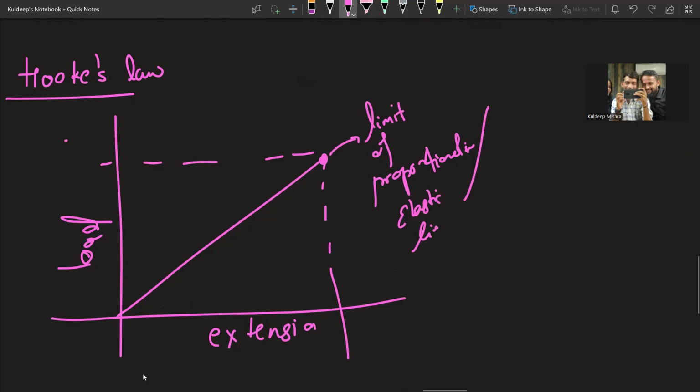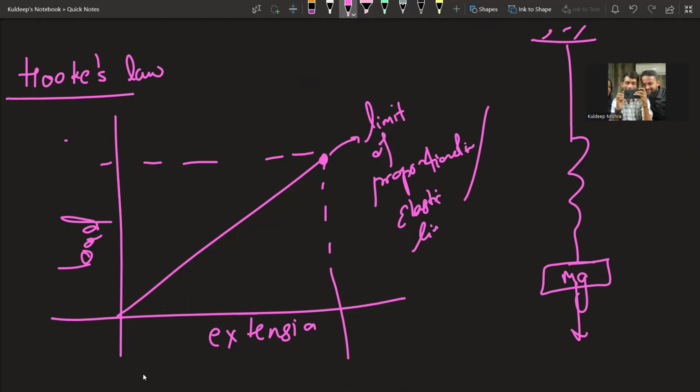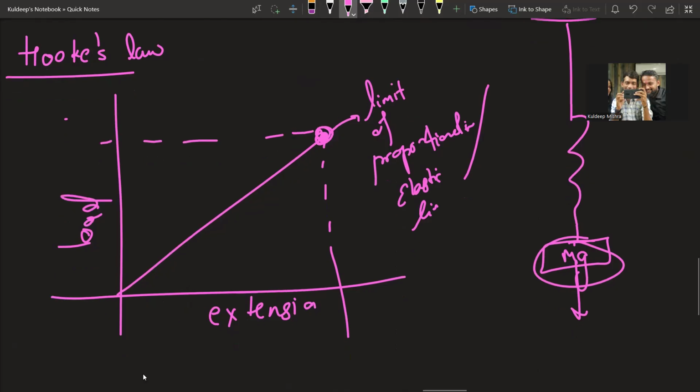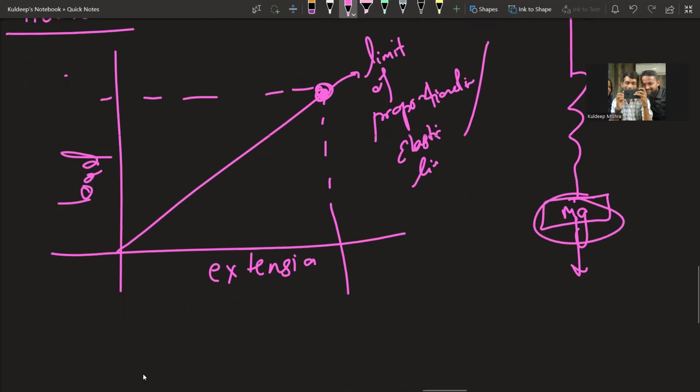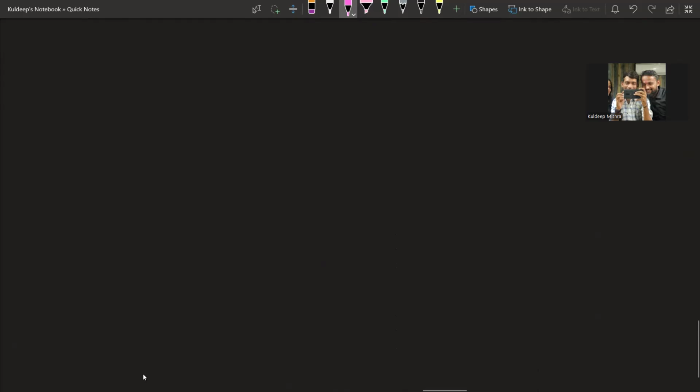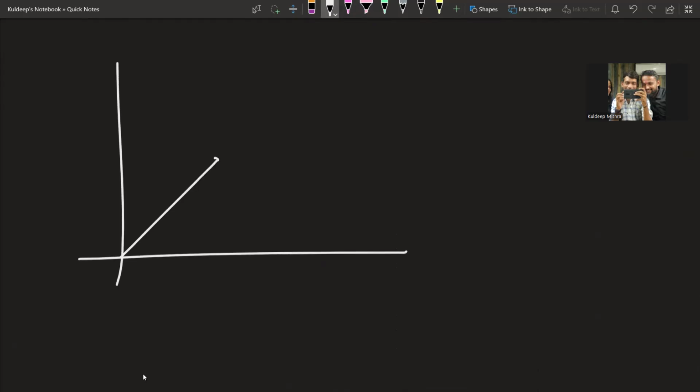So what does this mean? If you have a spring or something and you are extending it with a load, let us say mass M and G, so the load is in newtons, mg. The more the load, the more the extension till the limit of proportionality. What will happen after the limit of proportionality is reached? Even if you don't increase the load, the extension will increase. It will go something like this.